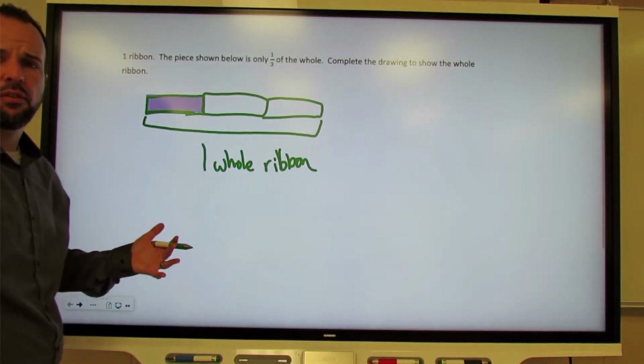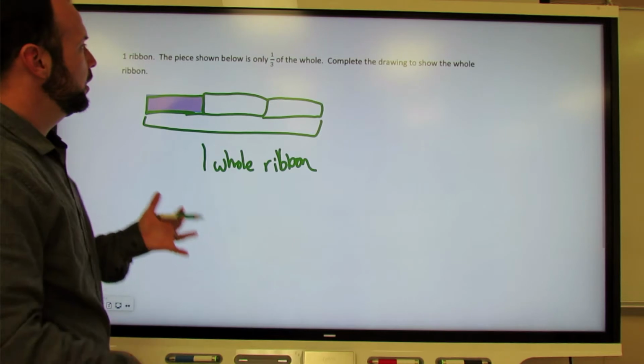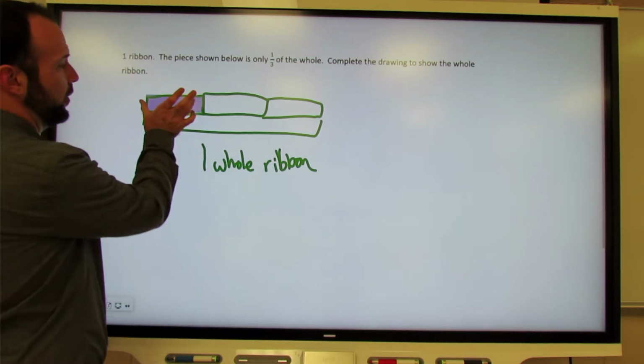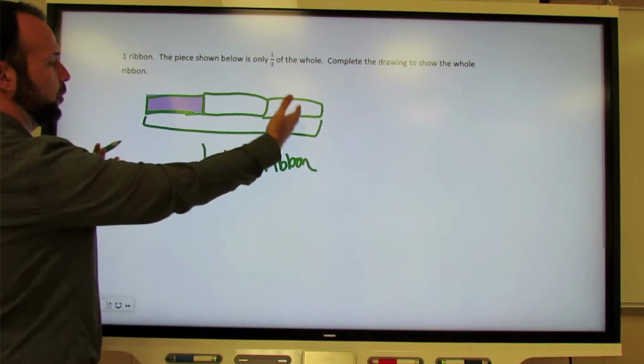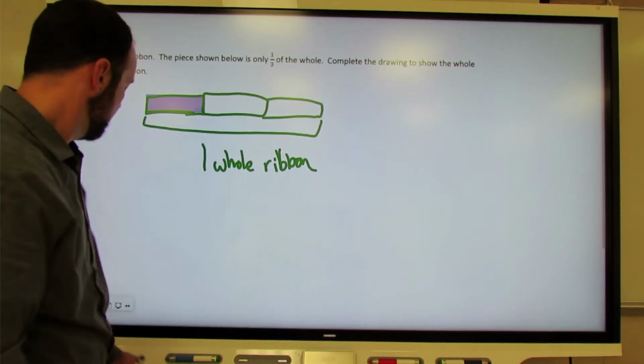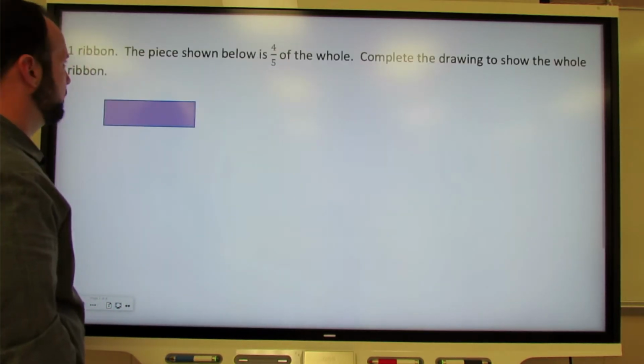Okay, easy enough. Nothing too terrible about that one. We just had to think of it in terms of, okay, I know that this is a third. I know that 3/3 make up one whole. They want us to show the whole ribbon. There we go. All right, cool. So let's move on from here.